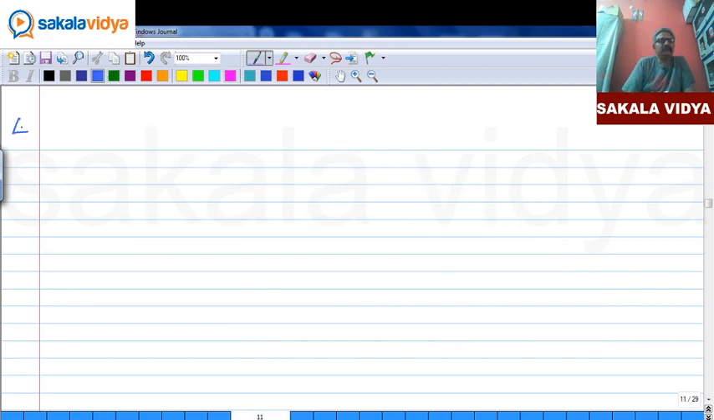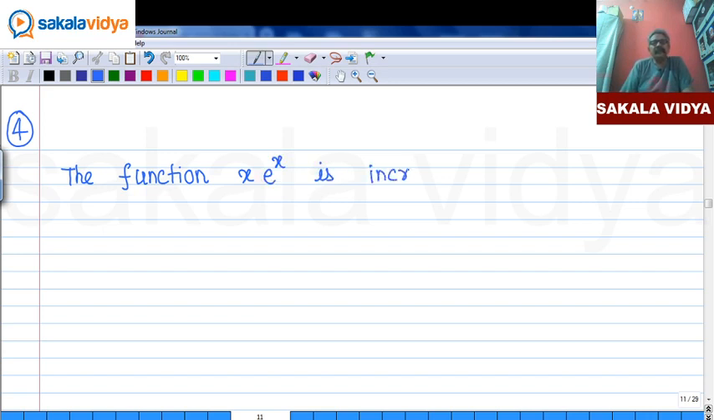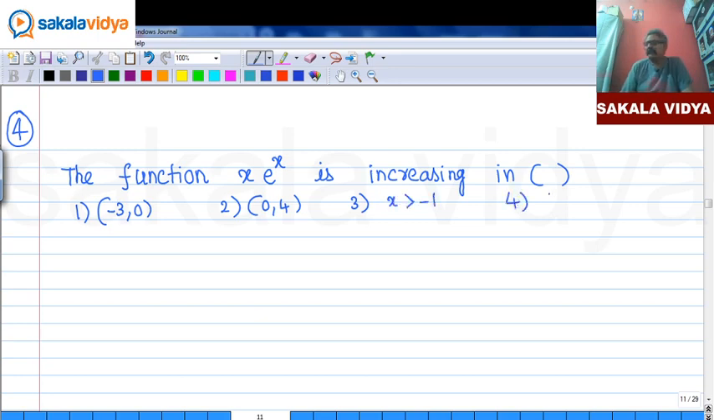Fourth problem. The function x e power x is increasing in: first option, minus 3 comma 0; second one, 0 comma 4; third, x greater than minus 1; fourth option is 1 by e to infinity.